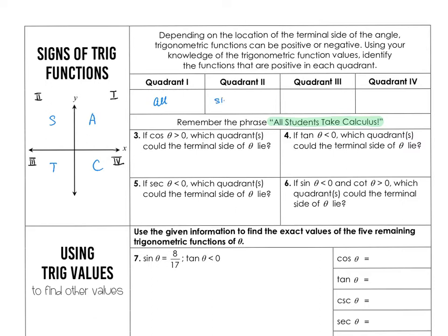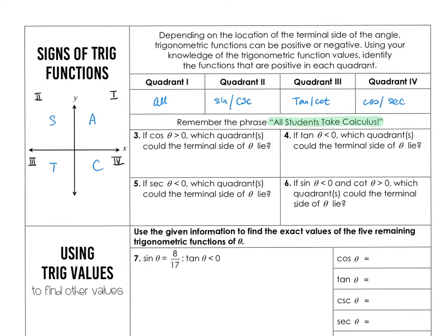Quadrant 2 is only sine and cosecant, because cosecant is reciprocal of sine. And in third quadrant, only tangent, therefore cotan, are positive. And in fourth quadrant is cosine and secant. So that's why we use "all students take calculus," because the first letter of each word in that sentence represents a trig function that's positive in that quadrant.